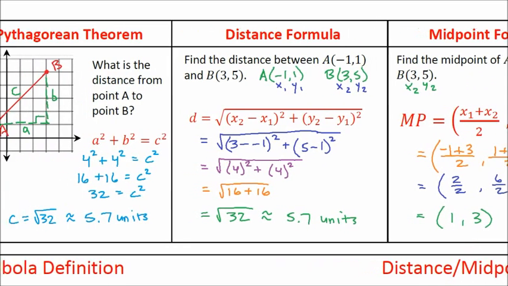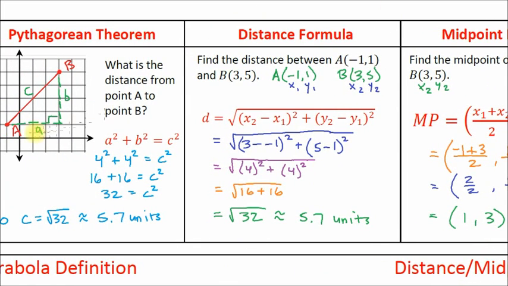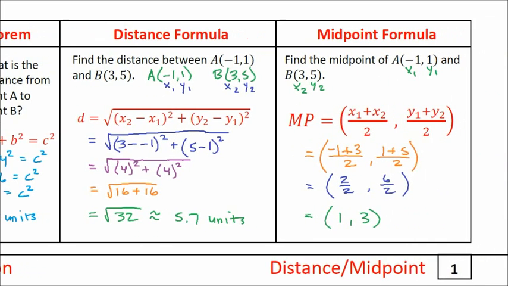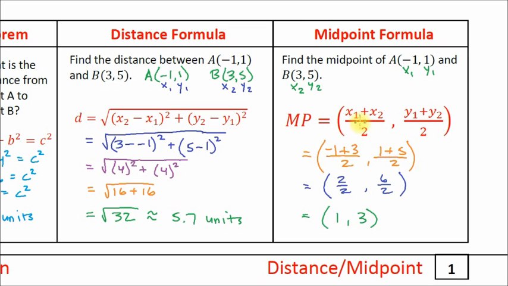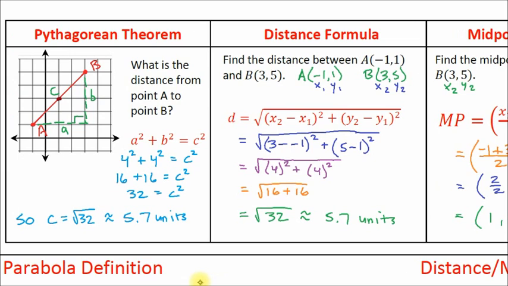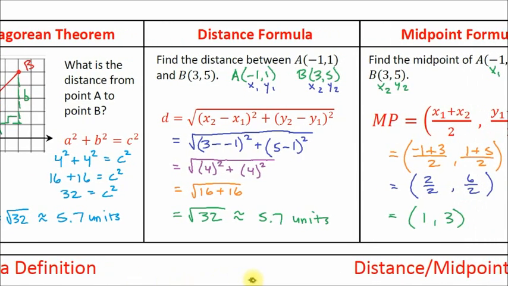Let's take a look at it and see if it makes sense. Here's 1, 3 right here, which makes total sense. It's on our line, and it appears to be exactly in between point A and point B. So when you have a graph, it's always nice to go back and check your midpoint to see if it makes sense. So there's your reminder of how to use the Pythagorean theorem to find distance, how to use the distance formula, and how to use the midpoint formula.